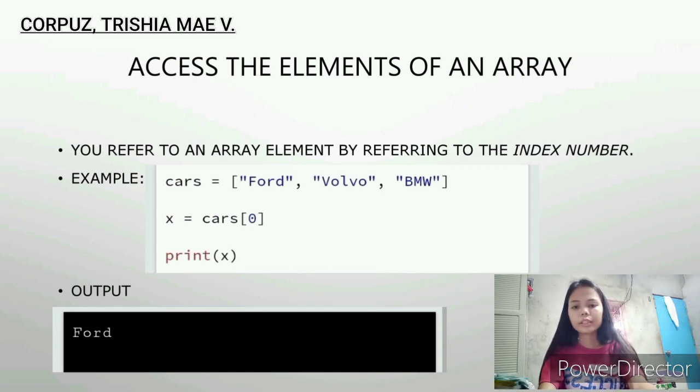Now, accessing the elements of an array. We refer to an array element by referring to the index number. So you can access the element of an array by indexing. For example, cars = ["Ford", "Volvo", "BMW"], x = cars[0], print(x). This will get the value of the first array item. So the output will be Ford.